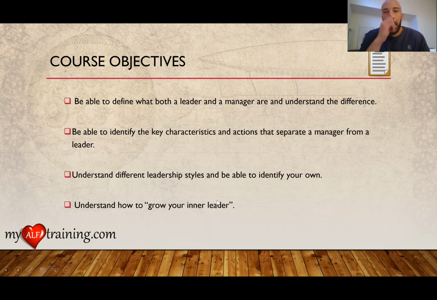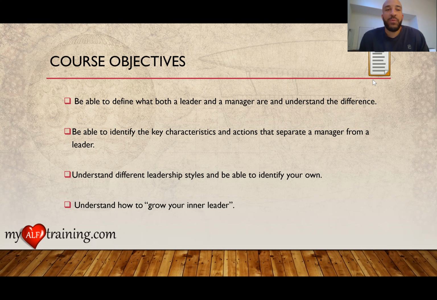So our first slide is our outline of the course for today, our course objectives. This is just a list of the items that we're going to touch on that I expect you guys after this presentation to have a firmer grasp and idea of the different topics that we'll be discussing today under being an effective leader.